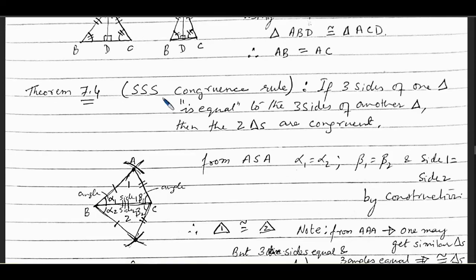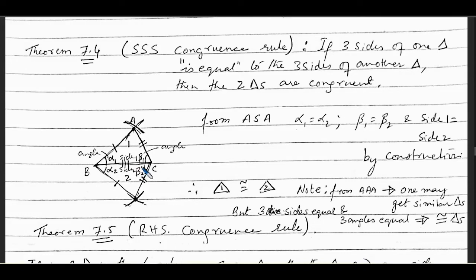Theorem 7.4. This is the side congruence rule. If three sides of one triangle are equal to the three sides of another triangle, then the two triangles are congruent. So here, just to teach you how to construct a triangle for given equal length sides.